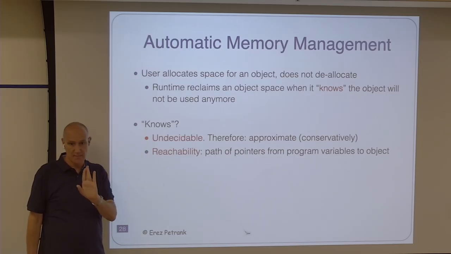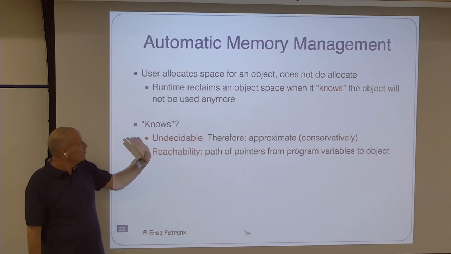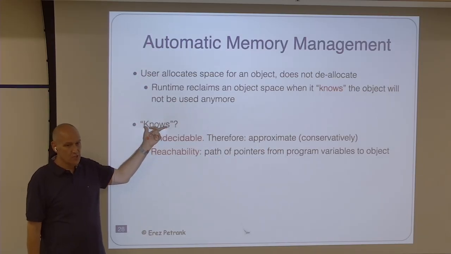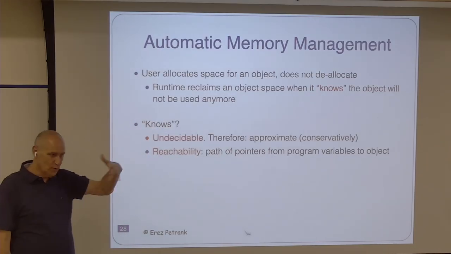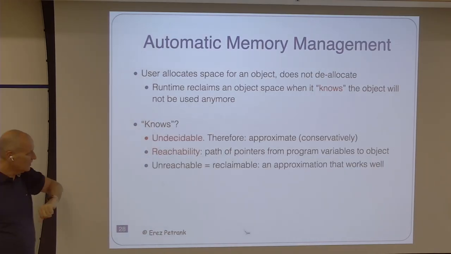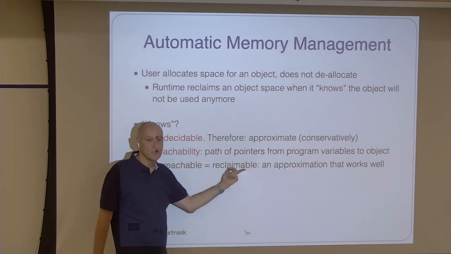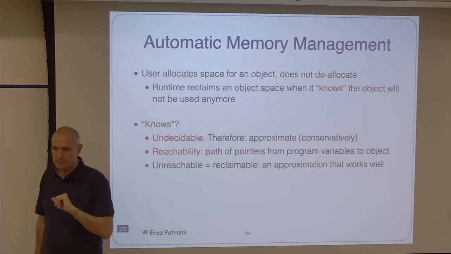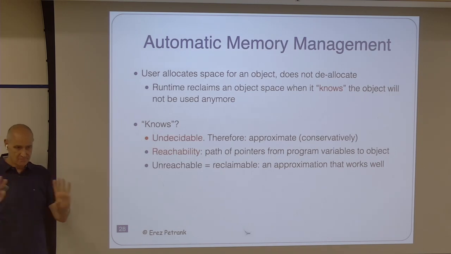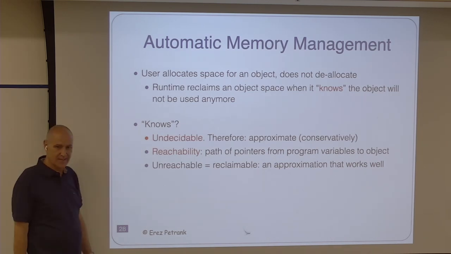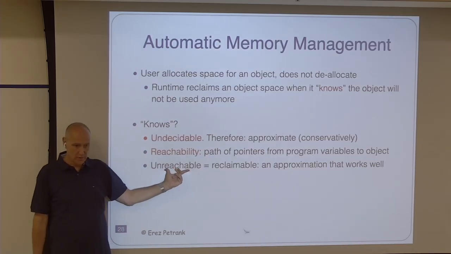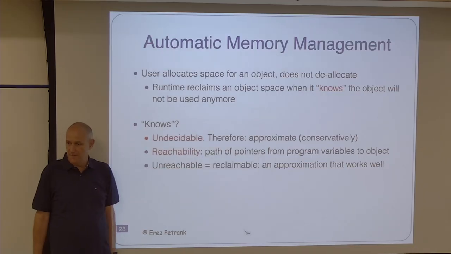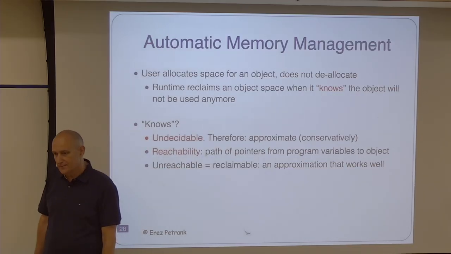And this is like an approximation of liveness. So we don't really know if the object is going to be used, but we're saying if it's unreachable, we know it's not going to be used. So unreachable for us is going to be reclaimable. This is going to be for the rest of this semester. We're just looking for unreachable objects, and we want to reclaim them. This is our goal. Yeah. What happened if we have like a linked list?